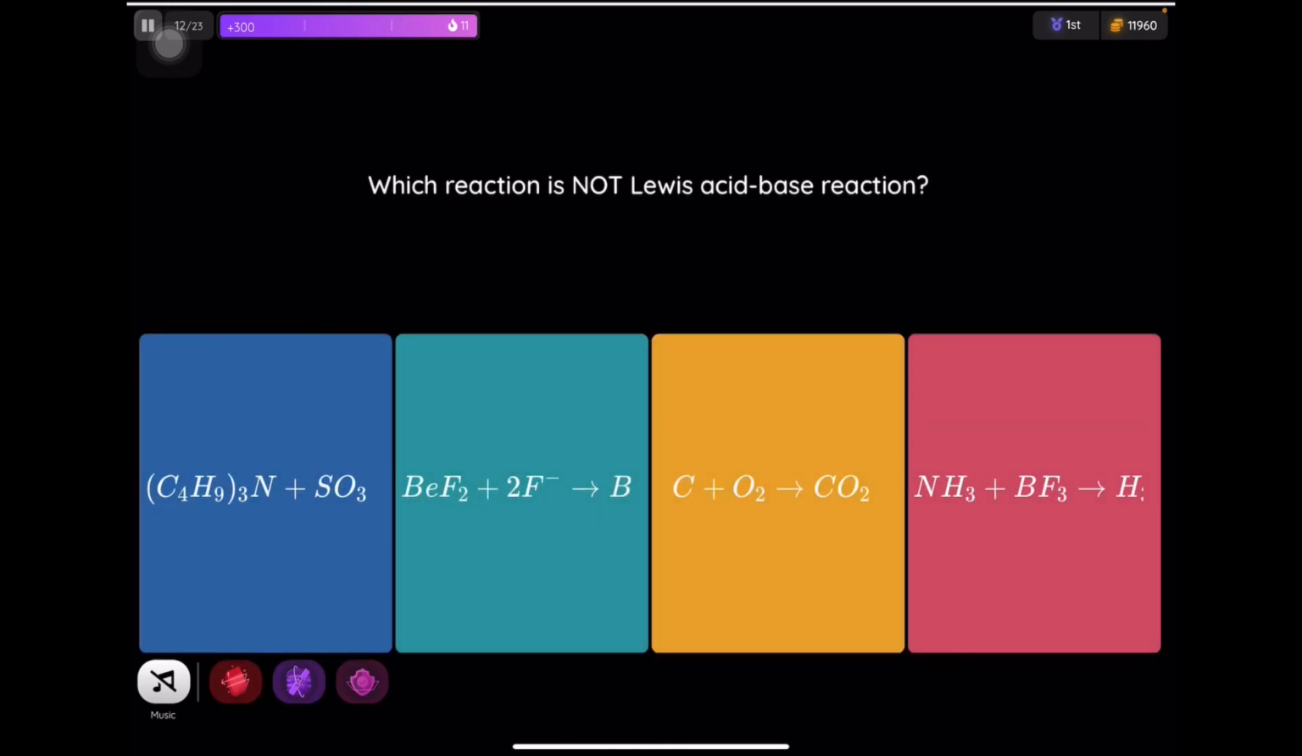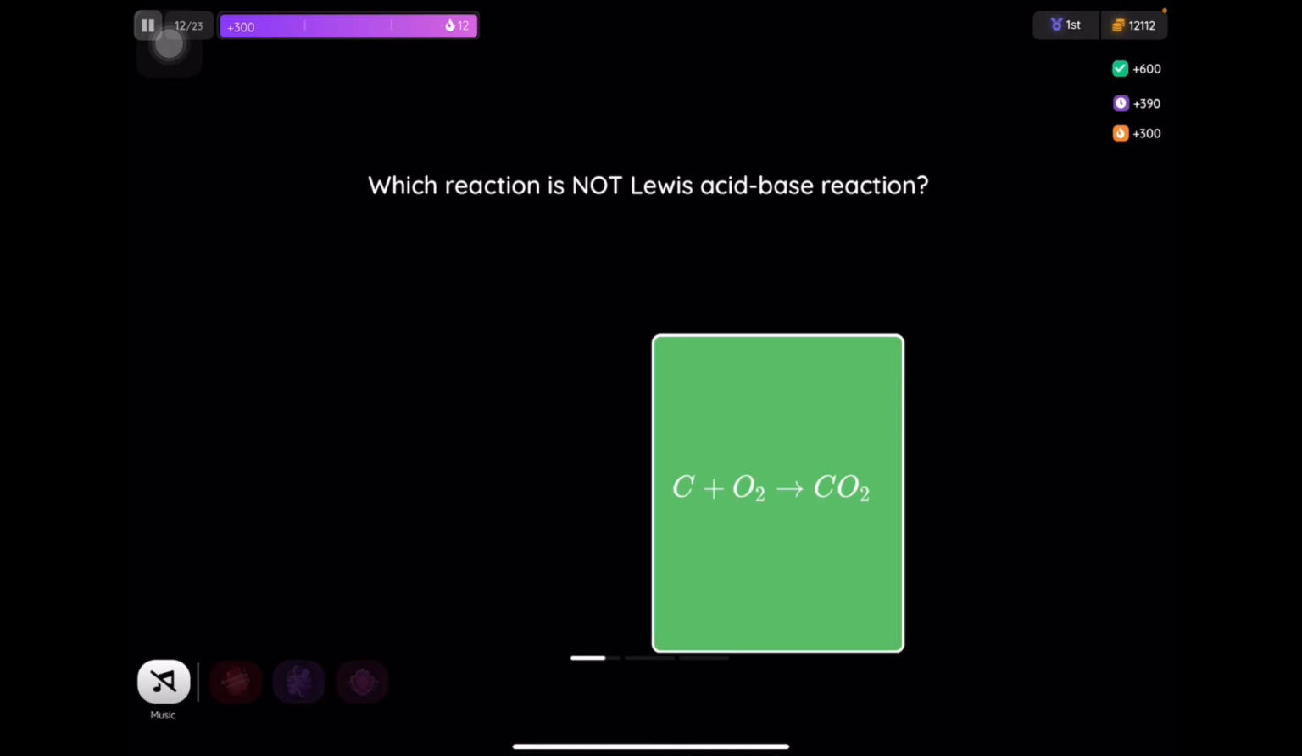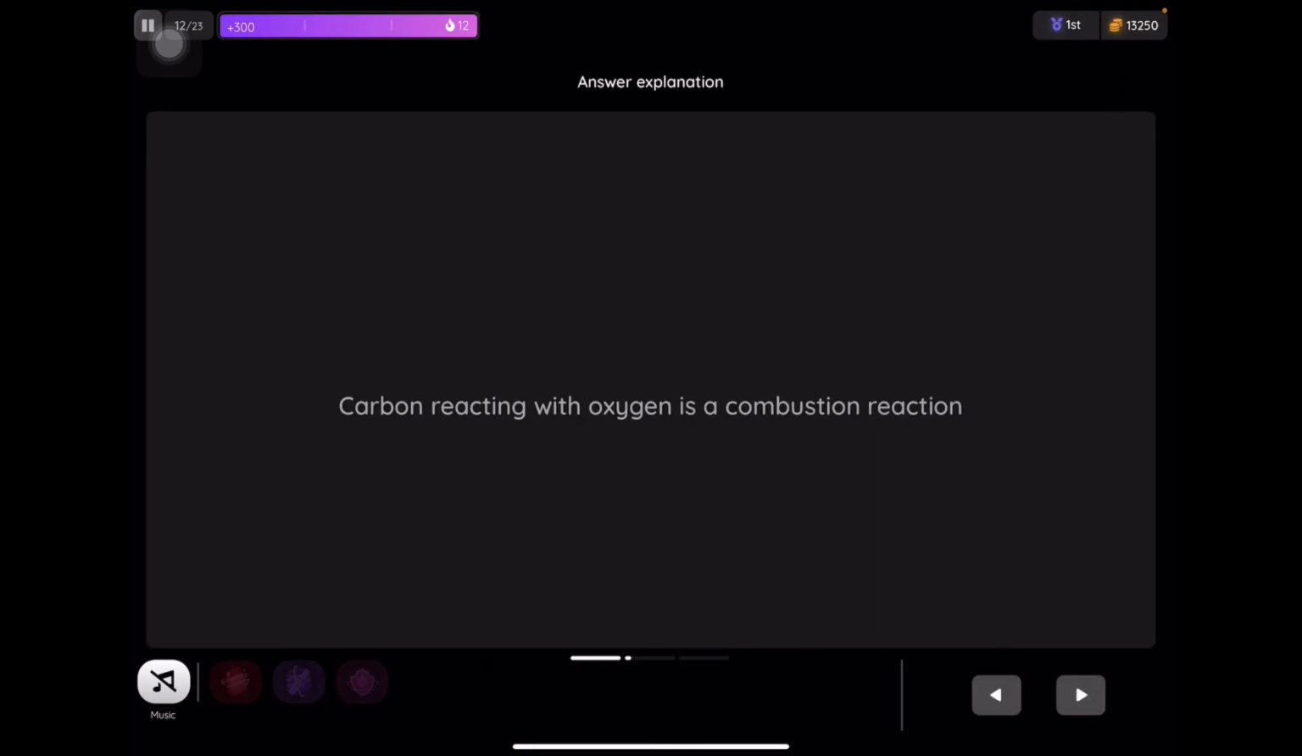So which of the following is not a Lewis acid-base reaction? As you can see here, the option would be 3. Carbon plus oxygen producing carbon dioxide is actually a combustion reaction and it's not related to acid and base.